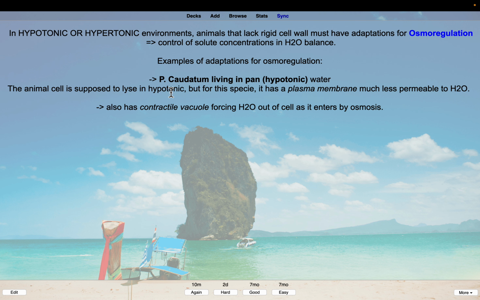Another factor that contributes to the adaptation of Paramecium in surviving a hypotonic environment is that it has a contractile vacuole that forces water out of the cell as it enters by osmosis. So even if there's a tendency for water to eventually accumulate inside, there is a vacuole within that expels water from inside. So yeah, that's it.